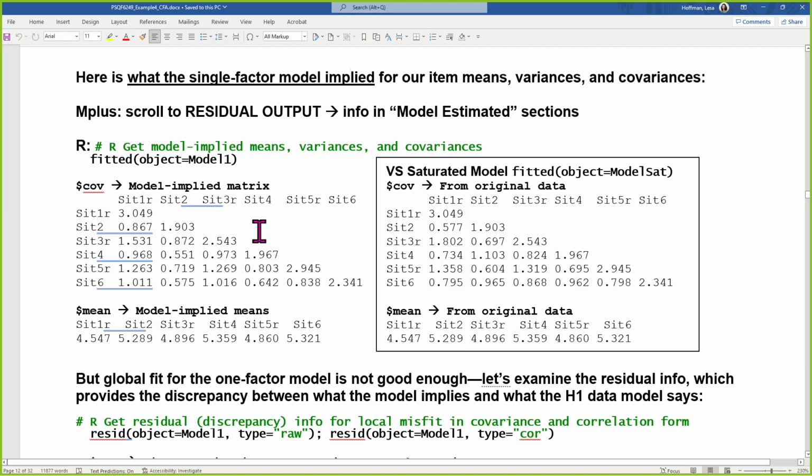So in M+, if you search for the term residual in the output, you will see all of these tables show up. I asked for them via certain functions in R. These are from R because they take up less space. So we have the model implied covariance matrix from the single factor model, as well as the model implied means. And then I have over here in a box, this is from the saturated model. And so the difference between every single spot in here, that difference is local misfit. And it's presented in 3 different scales.